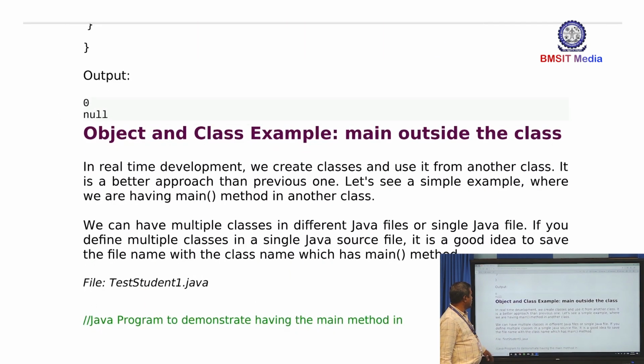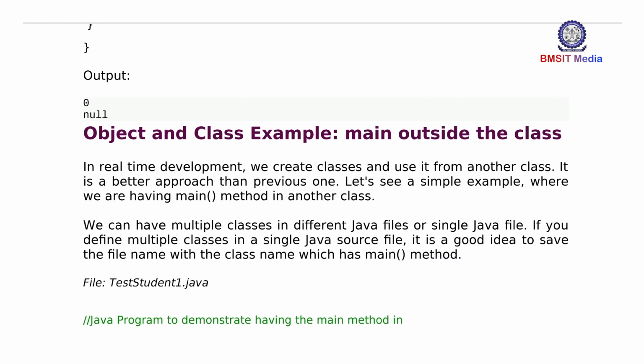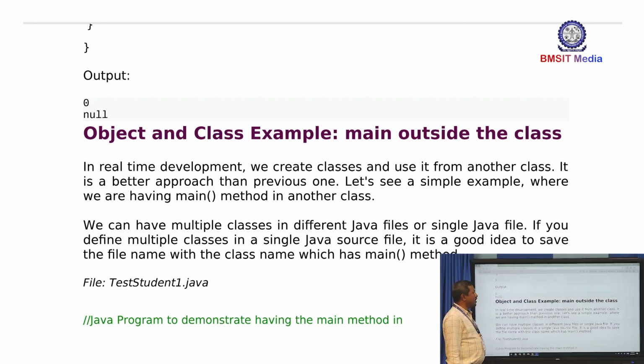This is the output. So we are getting output as 0 and null. So why 0 and null? In the program, we have not initialized any value for the field. But still, it is printing some default value. If I try to print the value, it's printing some default value. So that is 0 and null.